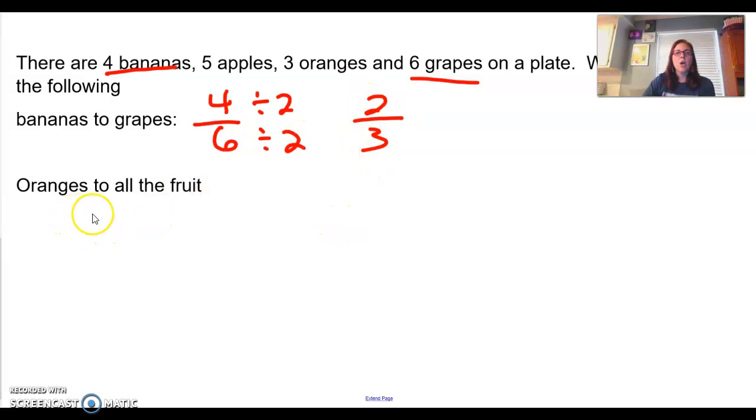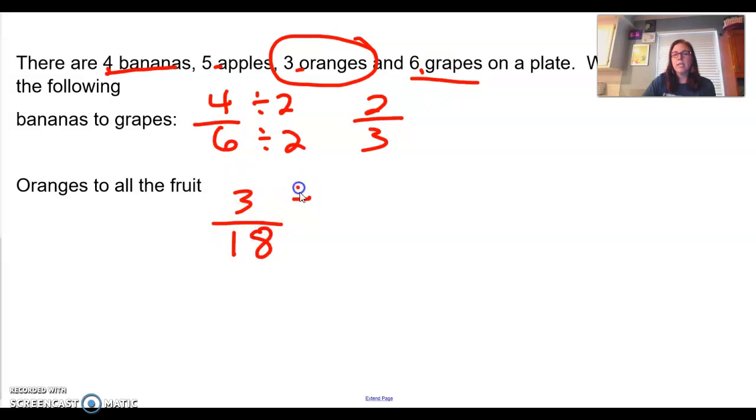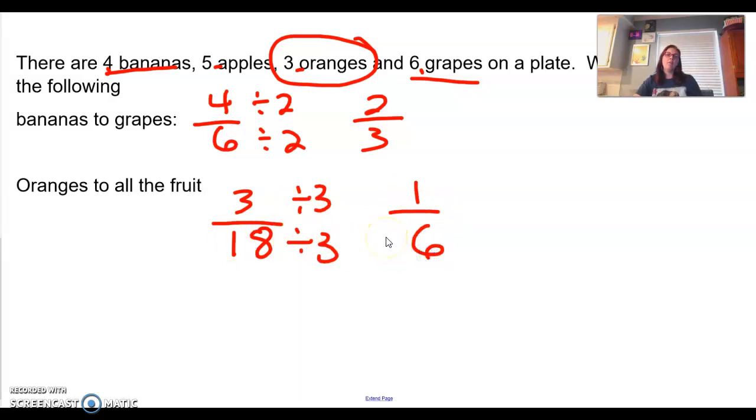2 to 3. Oranges to fruit. So oranges is 3, and then it means to the total amount of fruit. So that means you have to add everything up, including the oranges. So 4 plus 5 is 9, 10, 11, 12. 12 plus 6 is 18. So 3 over 18, this can be simplified because we can divide by 3. So for every 1 orange, there's 6 pieces of fruit.